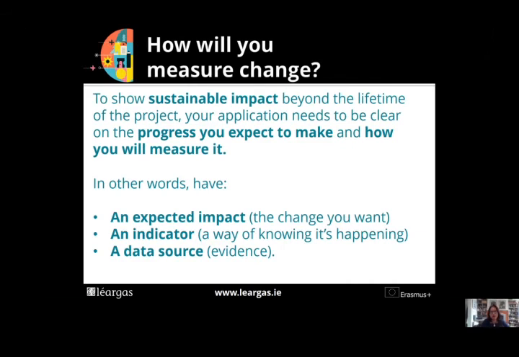So that begs the question of how do you show that those changes have happened? And to show sustainable impact beyond the lifetime of the project, your application needs to be clear on the progress you expect to make and how you'll measure it. So in other words, you need to have an expected impact, a change you want to see. You need to have an indicator, a way of knowing that it's happening, and you need to have a data source, a place that you'll get the evidence for this change.